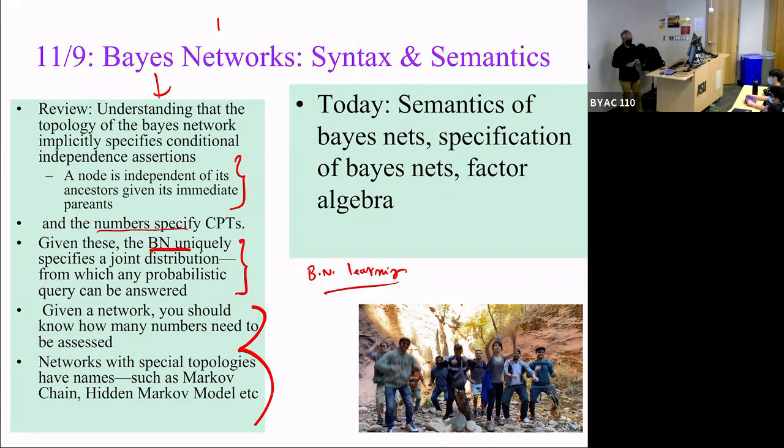Okay, so this stuff should make sense to you. And then we'll build on that today, and we'll talk about semantics of Bayes nets and specification of Bayes nets and things like factor algebra, setting the stage for the next class, and also the reading before next class of doing inference over Bayes networks. Inference over Bayes networks is like theorem proving using rules in logic, as opposed to theorem proving using truth tables in logic. You understand that?